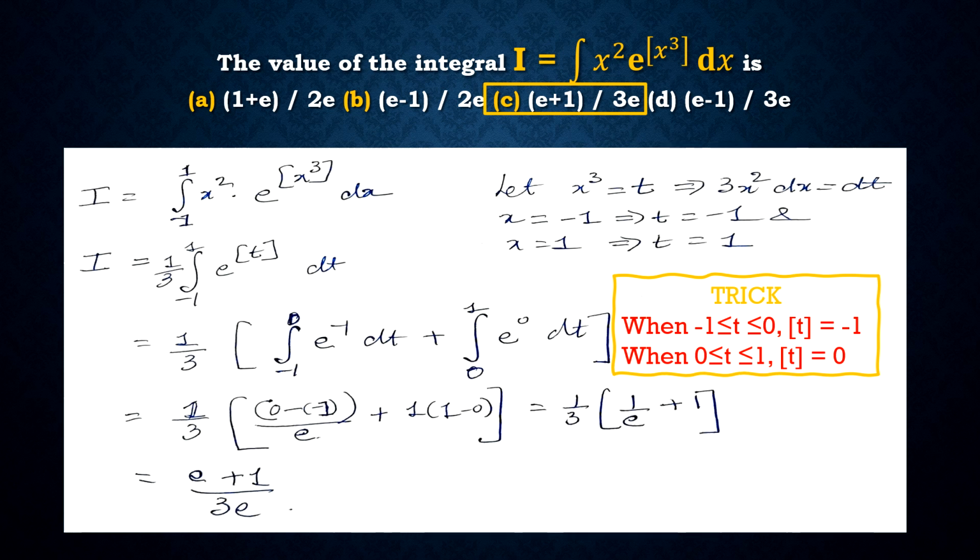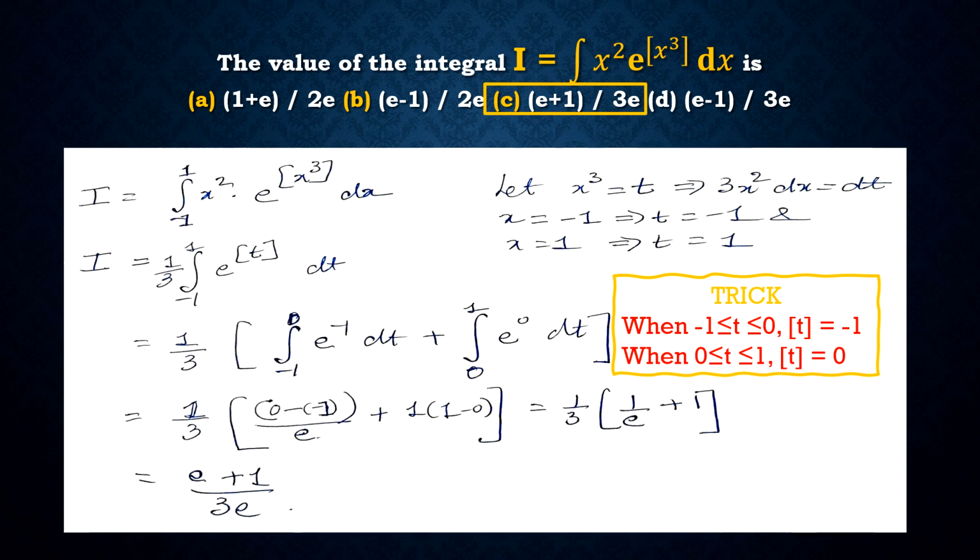So in the first case, it will be minus 1. While in the second case, when t is between 0 and 1, again by the definition of the greatest integer function, the value of box t will be equal to 0. For example, if t is 0.6, then the greatest integer less than or equal to 0.6 will be 0.